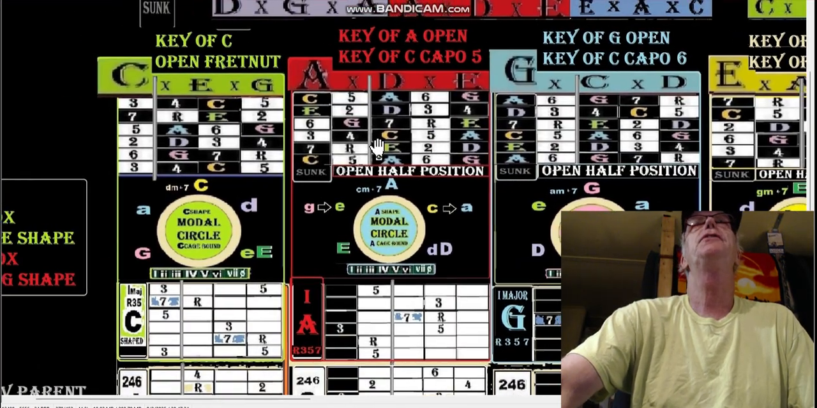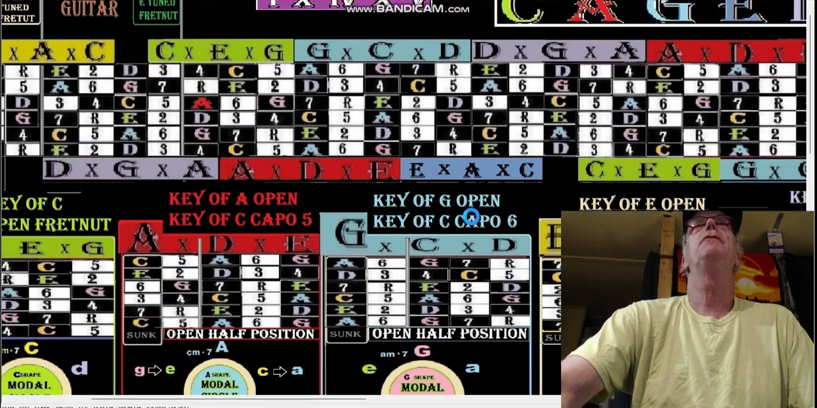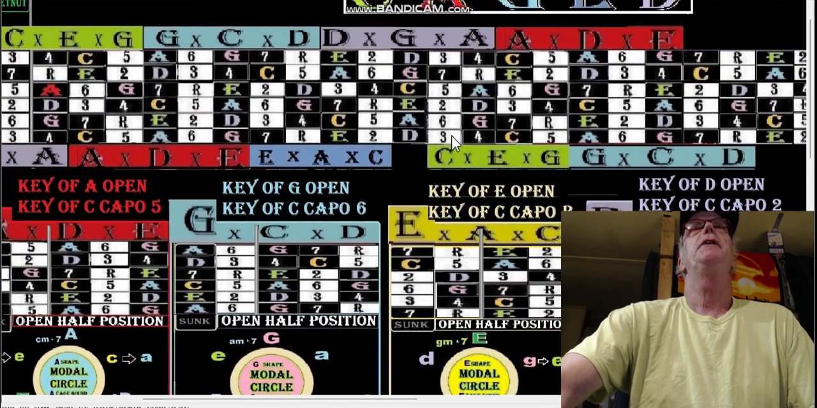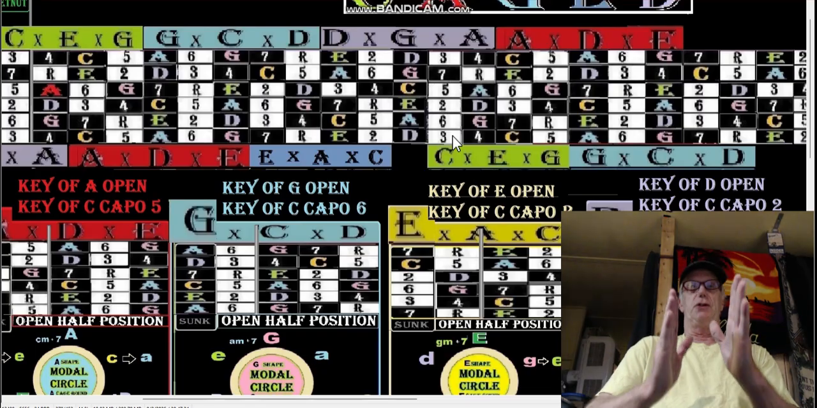Let's look at the C up here on the fretboard. Now this is the fretboard where the cages aren't columnized.